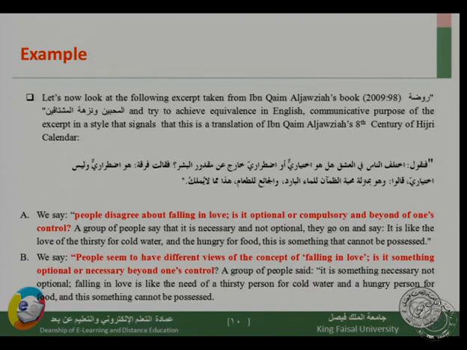Now, how can we achieve equivalence in English? How can we achieve communicative purpose? And again, how can we achieve the style? Look at this. This is taken from Rawdat al-Muhibbin wa Nuzhat al-Mushtaqin by Ibn Qayyim al-Jawziyya, may God have mercy on him.